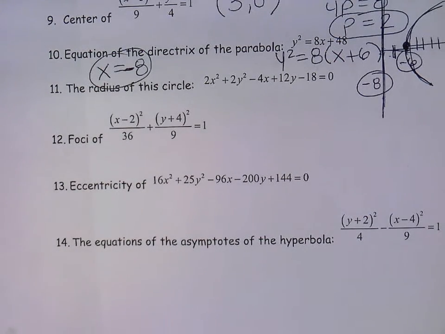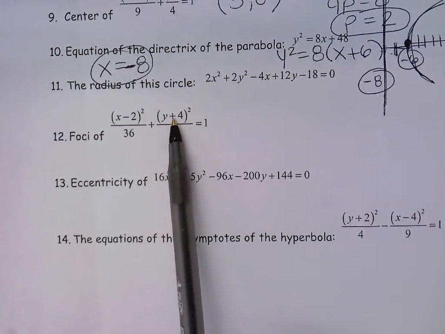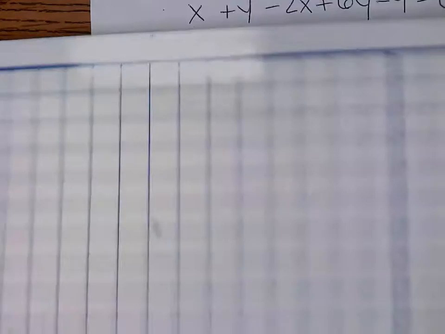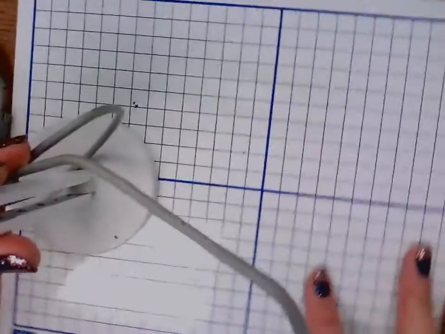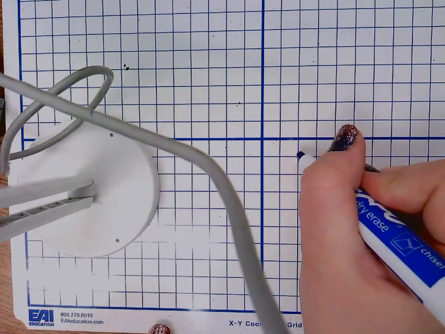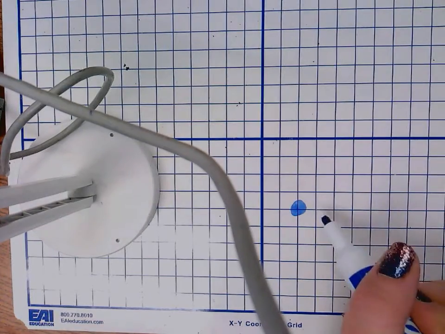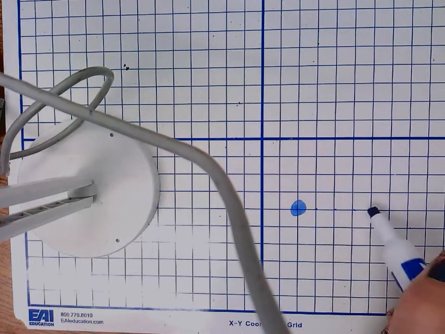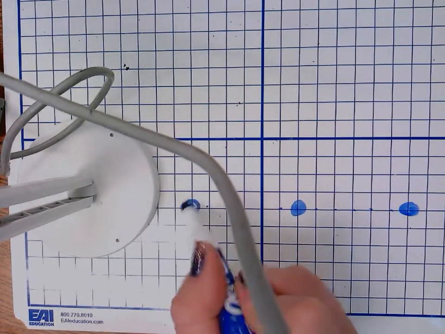The first thing you would do is identify your center. So right 2, down 4, right? So you're gonna plot the center of your ellipse. All right, so right 2, down 4. 1, 2, 3, 4, right? Is the center. And then let's see, we have to go 6 in either direction horizontally. So 1, 2, 3, 4, 5, 6, put a dot. 1, 2, 3, 4, 5, 6, put a dot.